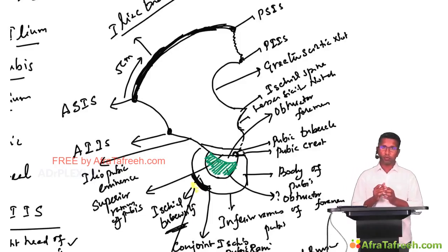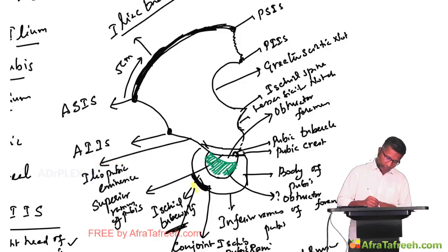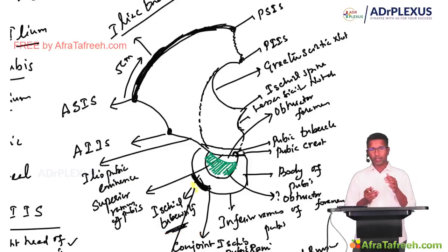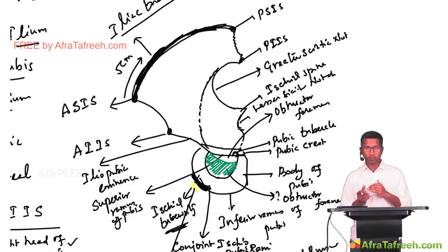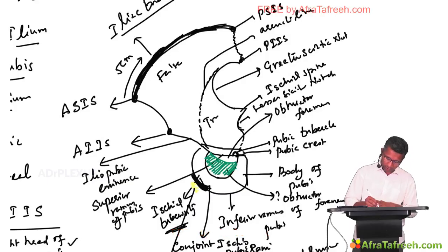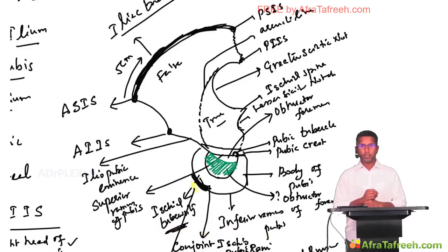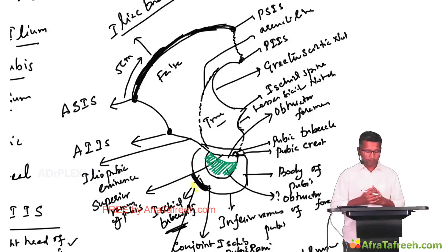The pelvic surface of the hip bone has another marking, which is called the linea terminalis or arcuate line. When you trace the superior ramus of the pubis, you get a faint line here. This line divides the pelvis into a false pelvis above and a true pelvis below. This is called the arcuate line. So this is about the pelvic surface, or the inner surface, of the hip bone.